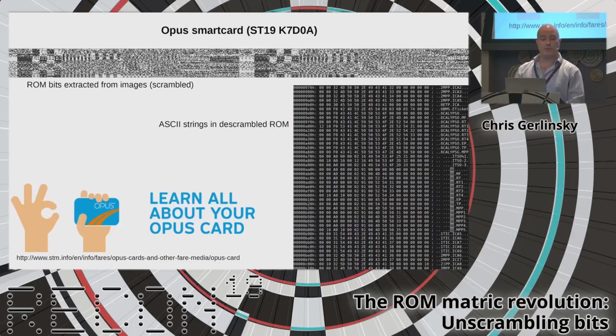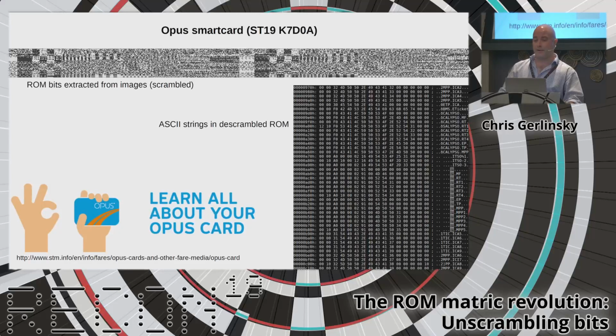This is actually used locally for the transportation system here. You can load it up with credit for the bus or whatever. So at the top is the digitized version of the bits extracted from it. This is just a small piece of the ROM.